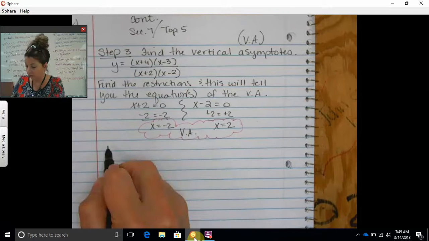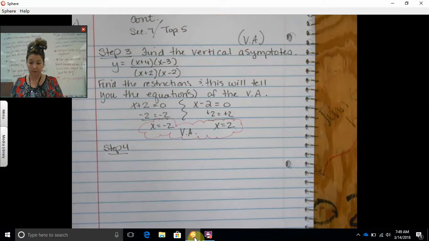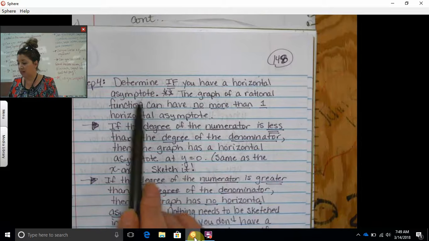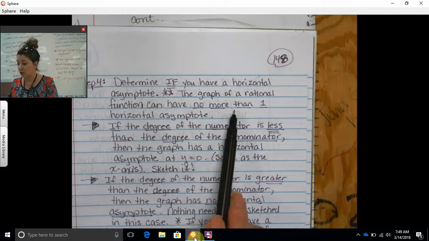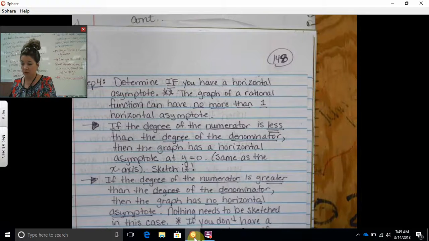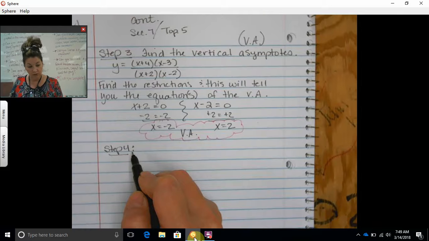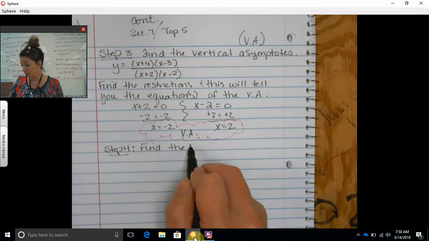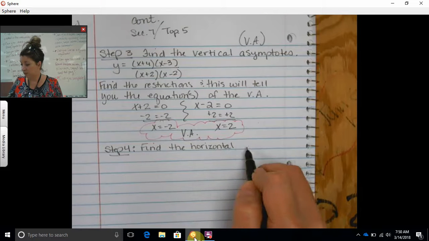Step 4. If you look on page 148, step 4 said determine if you have any horizontal asymptote. The graph of a rational function can have no more than one horizontal asymptote. So for step 4, we know we need to find the horizontal asymptote.